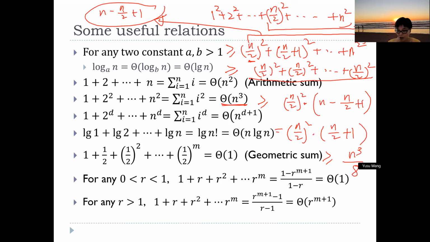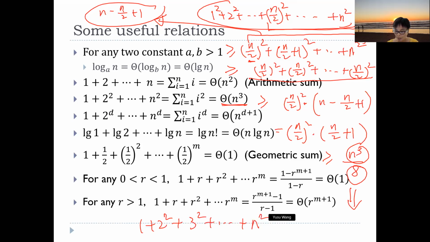So now we show that the sum is bigger than n cubed times another constant. So this proves the lower bound. This implies that 1 plus 2 squared plus 3 squared and so on is bigger than n cubed over 8, which means that this is in Omega of n cubed. So we proved both the upper bound and the lower bound. As such, this one holds. This kind of splitting sum trick is used very commonly to establish bounds.